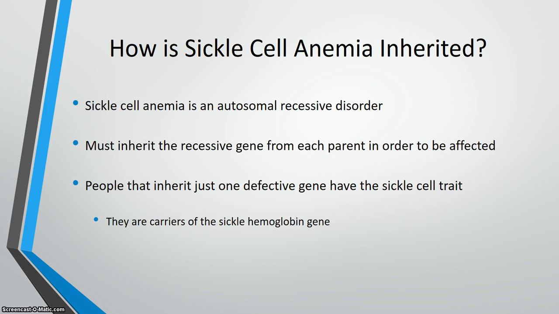So sickle cell anemia is an autosomal recessive disorder. So basically, in order for someone to be affected by it, they would have to inherit the recessive gene from each parent. Now, if someone does inherit just one defective gene, they will have the sickle cell trait, and basically they're carriers of the sickle hemoglobin gene. People that are carriers, their condition isn't as serious as someone with sickle cell anemia, but they do have to stay away from high altitudes, just like people that are affected with sickle cell anemia.